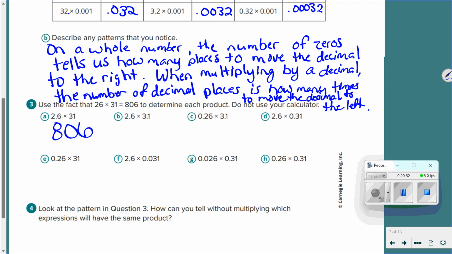All right. 2 6/10 times 31. Are we multiplying by a whole number or a decimal? We have a decimal. So is my decimal in my answer going to move to the right or to the left? To the right. Nope. Try that again. To the left. Where is my decimal on a whole number? 806 doesn't have a decimal right now. Where is it?